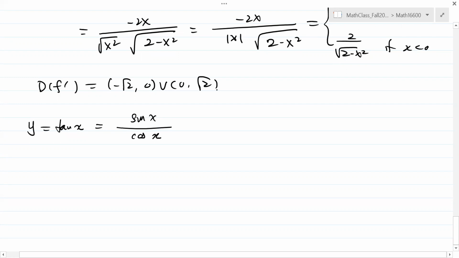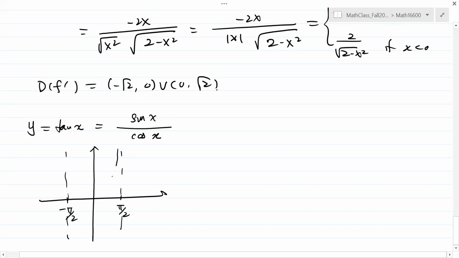Right, sine x over cosine x. So clearly, when x equals pi over 2 or negative pi over 2, it's not defined at all. So on the graph, those are the numbers that have to be excluded, right? We call those asymptotes. So the tangent x graph looks like that, and it goes to infinity when x approaches pi over 2, the denominator approaches 0. And from the positive side, the numerator approaches 1.